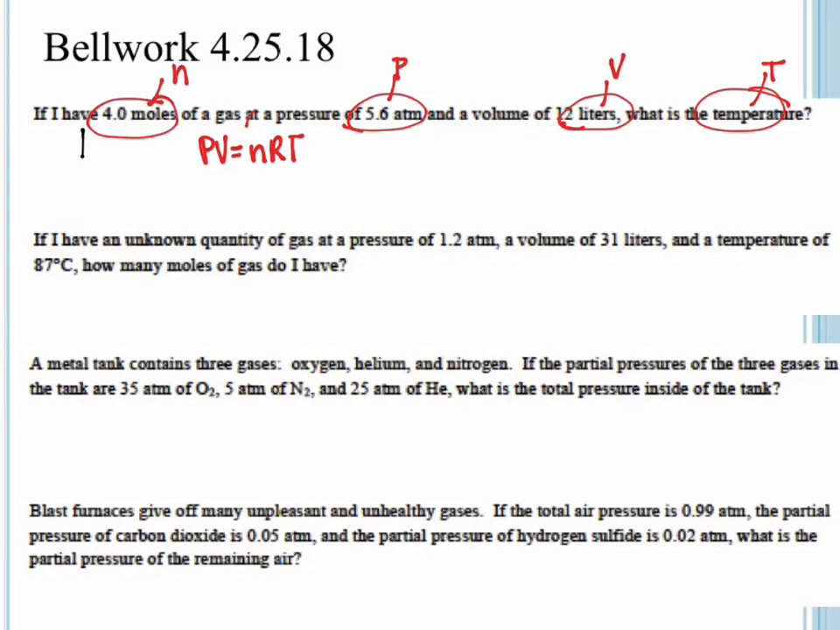So P is 5.6. V is 12. N is 4.0. What's the value of R that we use? 0.0821. And T is what we're looking for. So you put that in the calculator, and we get 203, and our unit is Kelvin.